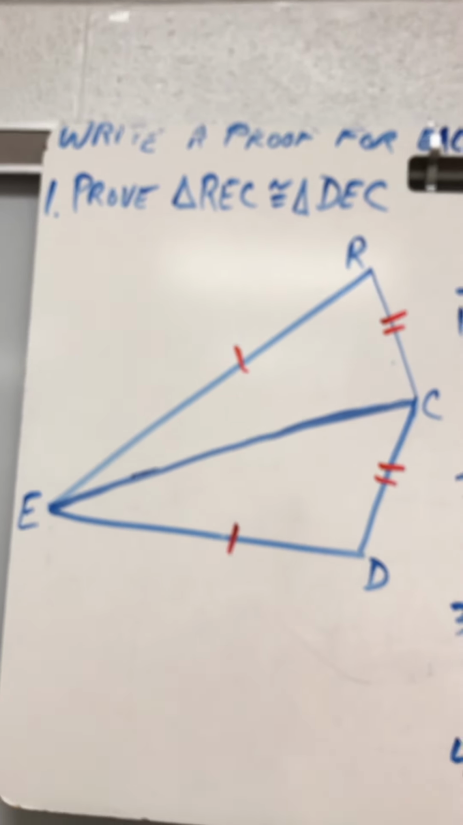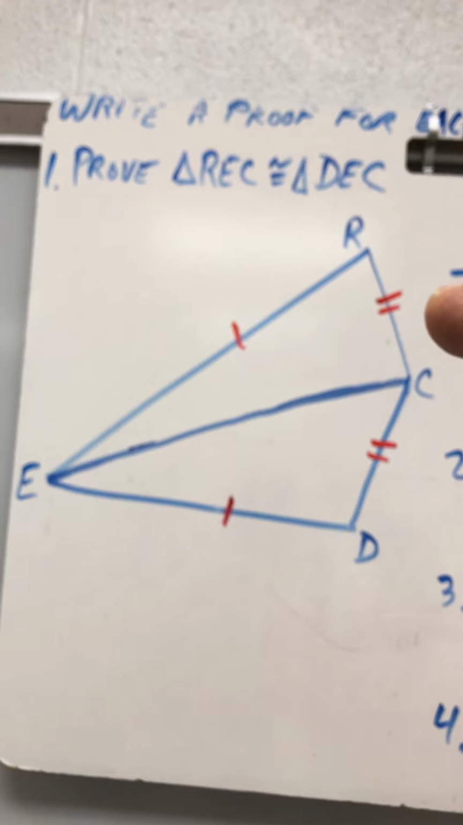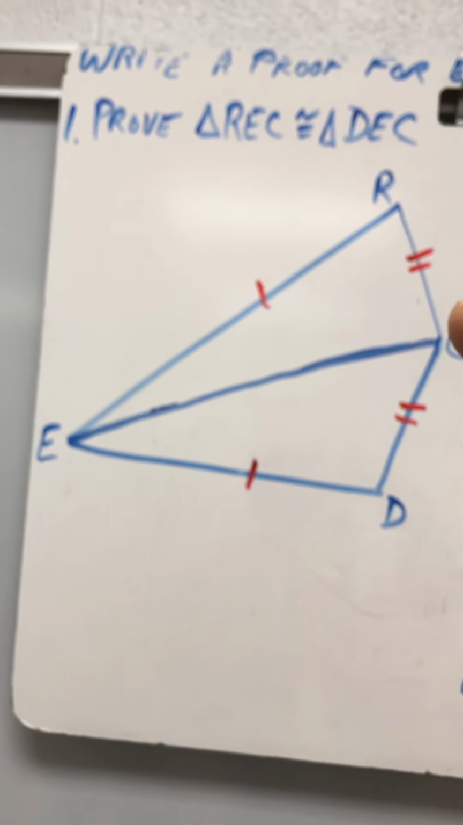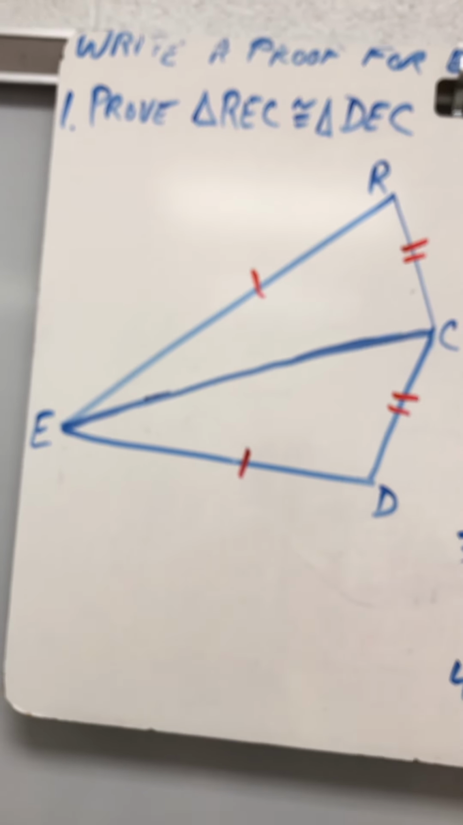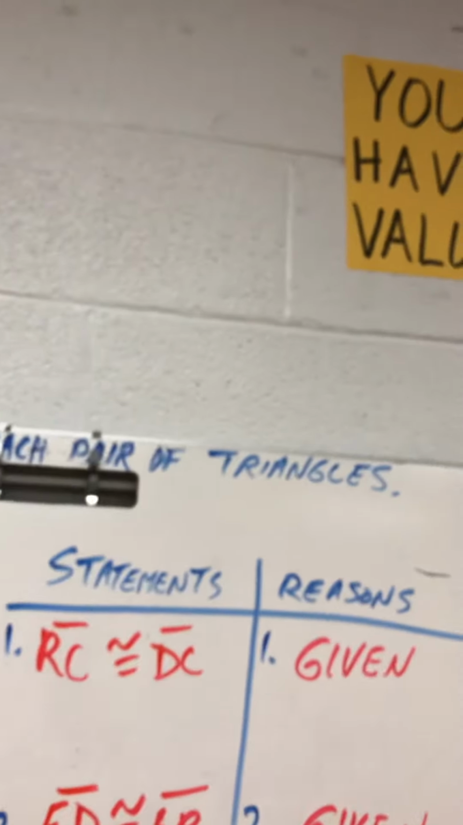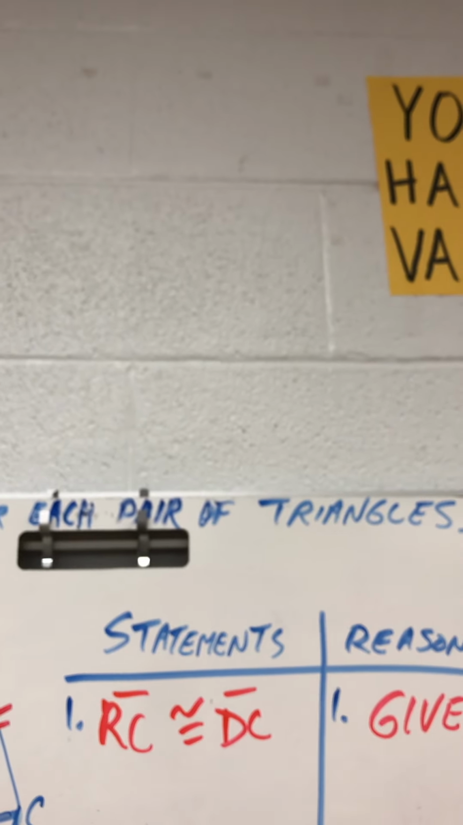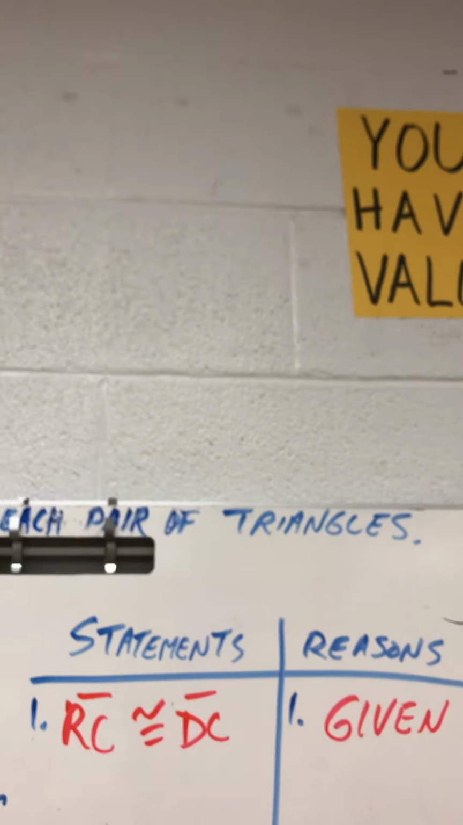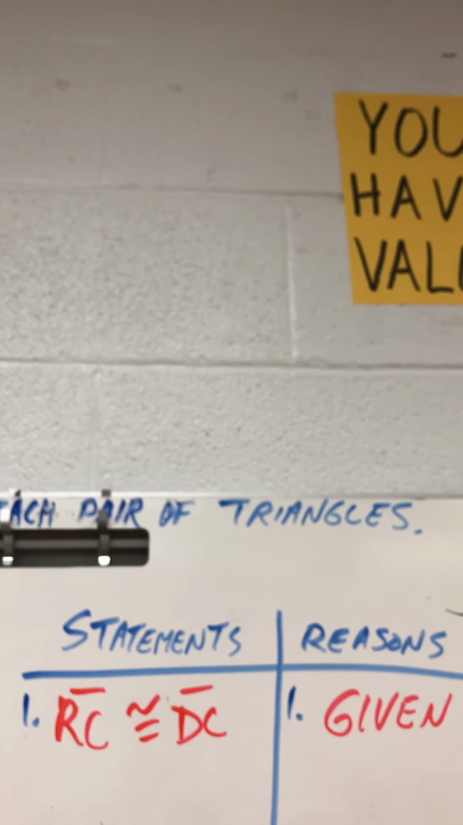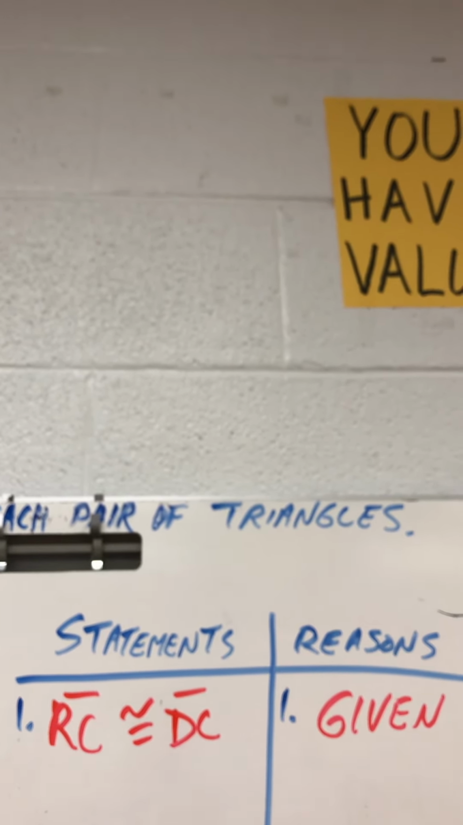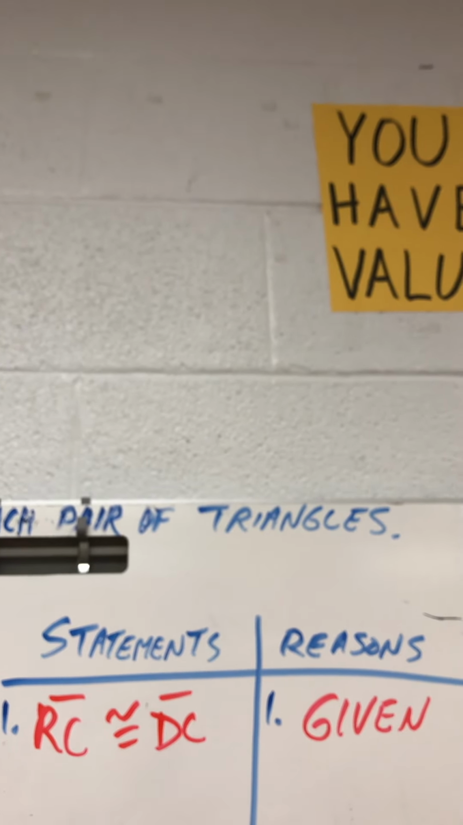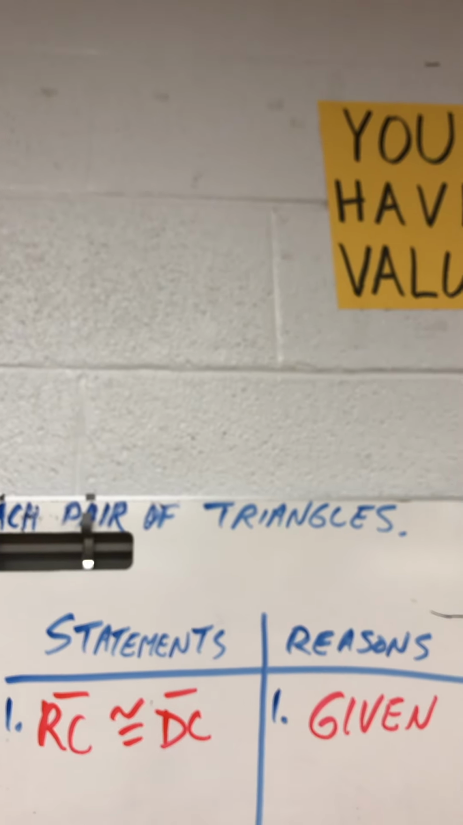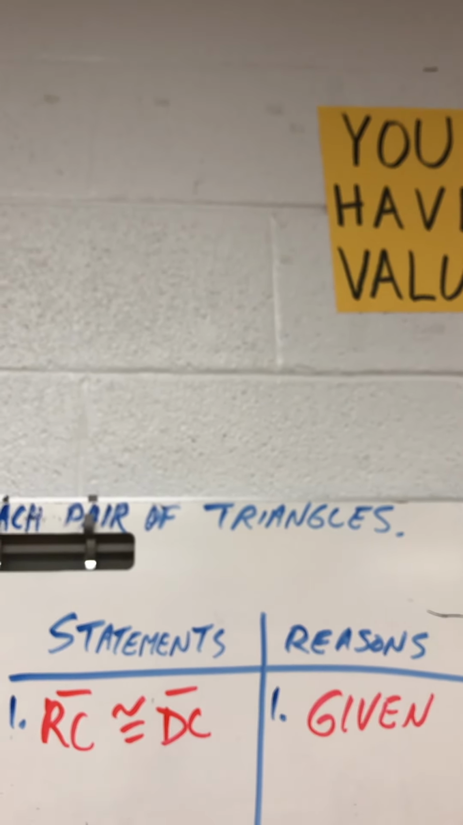So you see, for example, these two slashes here and these two slashes here. That means RC is the exact same length as DC. So I say that RC is congruent to DC. That little equals sign with the squiggly above it means congruent. Congruent means same size and shape. So it's not just equal, it's exactly the same size and shape. Okay? That's given because it's given to you in the problem.